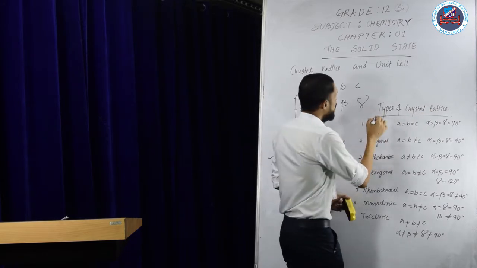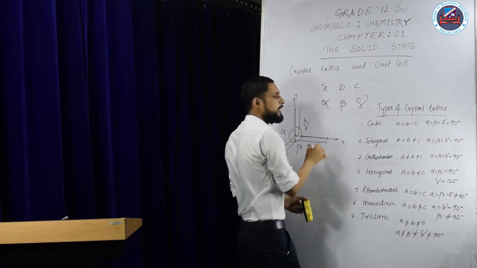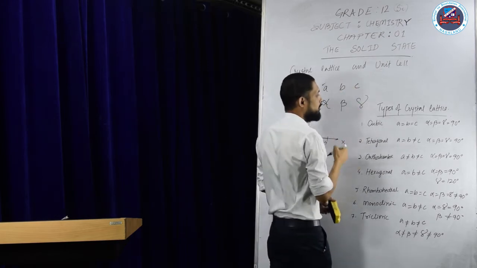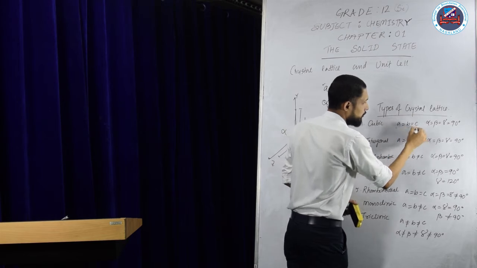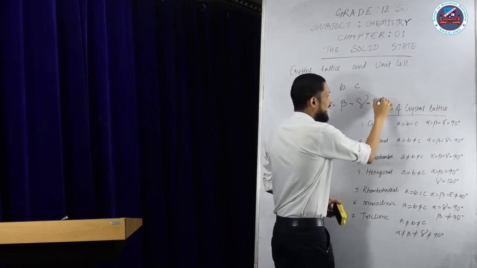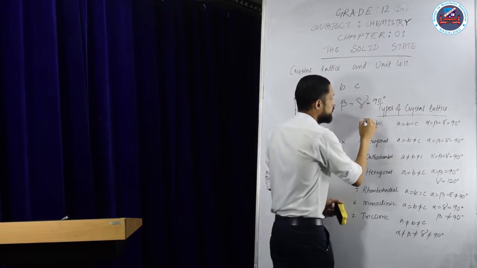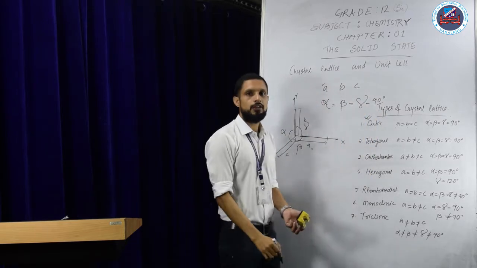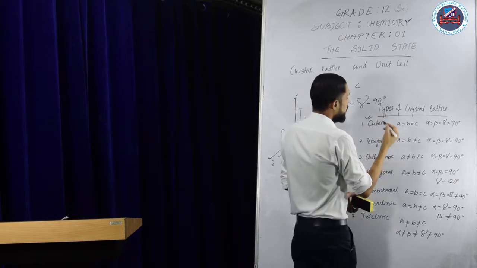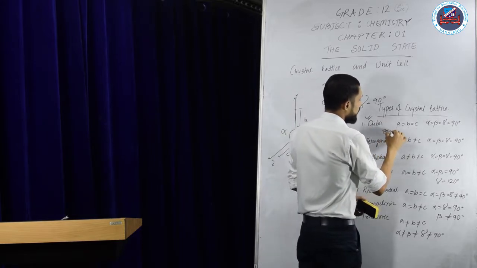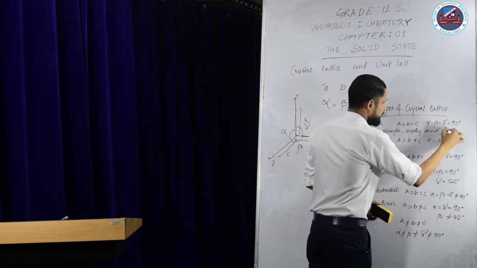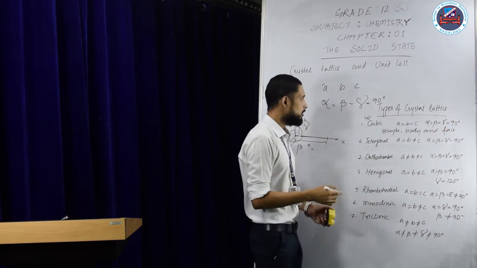Now if the length along x-axis is equal to the length along y-axis is equal to the length along z-axis, that means a equal to b equal to c, and if all the angles are equal and equal to 90 degrees, the crystal lattice is known as cubic crystal lattice. Now, cubic crystal lattices are further classified into 3 types: simple, body and face, which we'll study later.